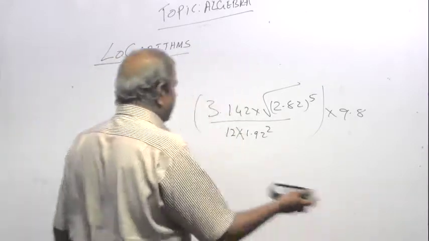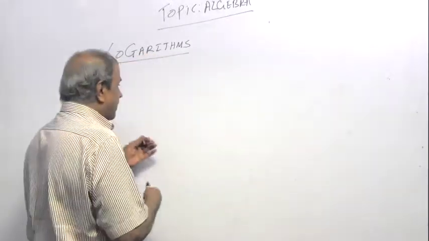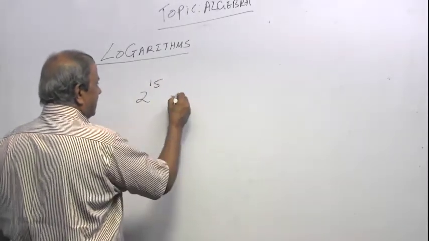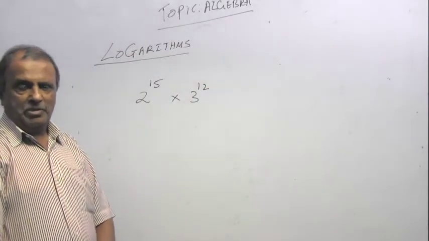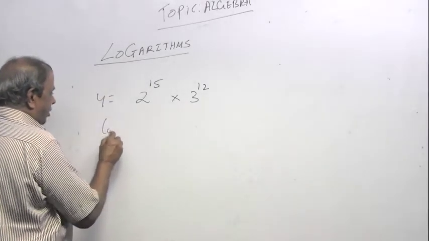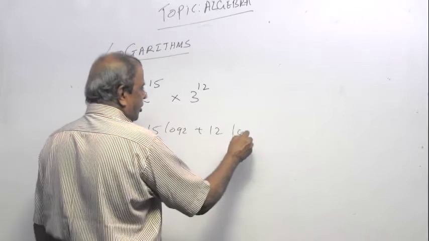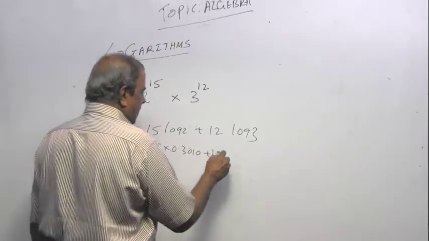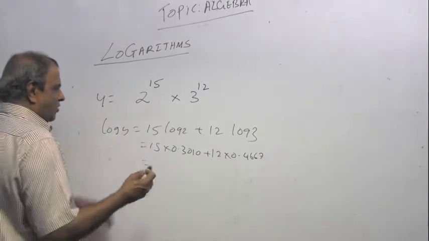So to understand this, just to give an example of how life becomes easy, suppose I want to multiply 2 power 15 times 3 power 12. Imagine you have to work out 2 power 15 and 3 power 12. When I was in pre-university, I'd call this y. I would say log y equals 15 log 2 plus 12 log 3. That is 15 times 0.3010 plus 12 times 0.4771. This, of course, I would be able to multiply and then work out.